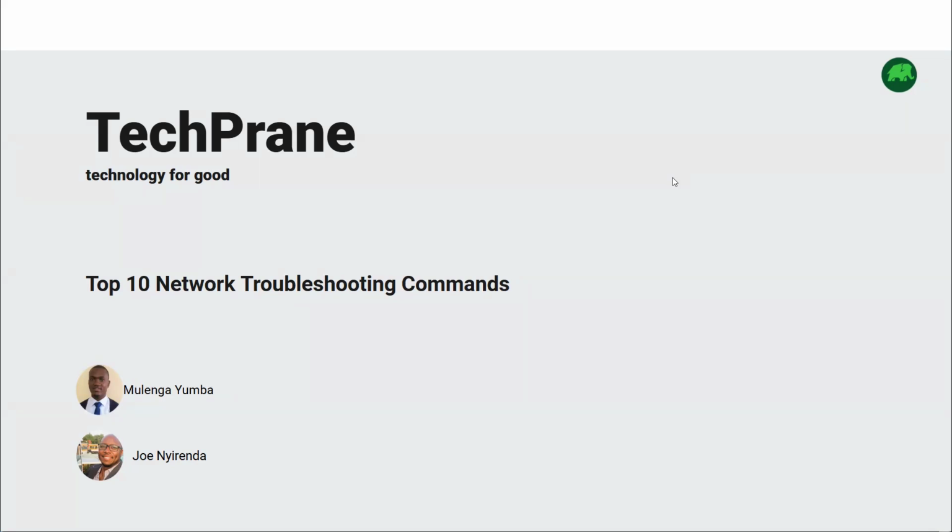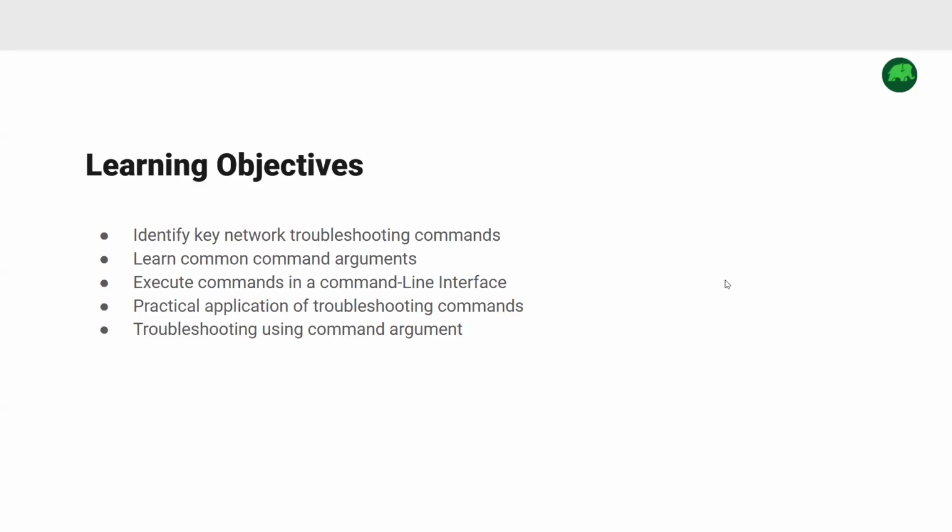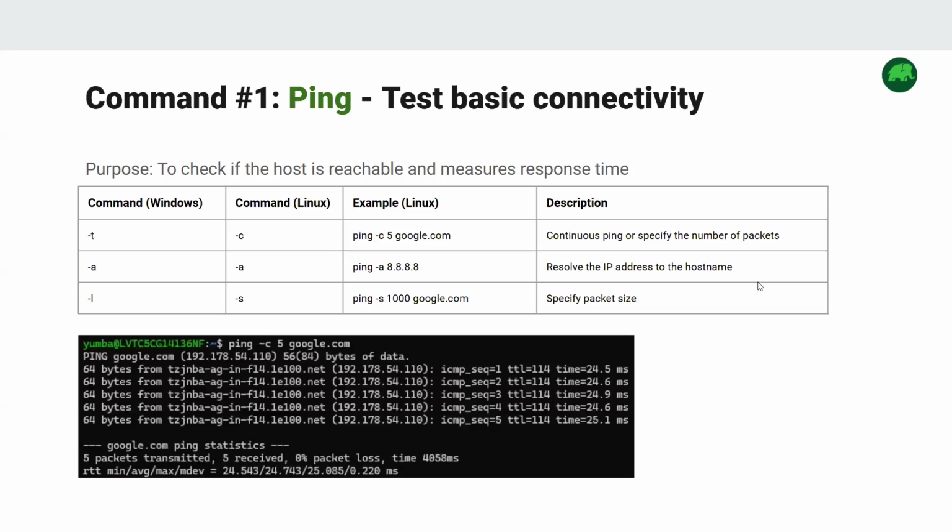Our primary goal is to provide hands-on knowledge of the top objectives: identify key network troubleshooting commands, learn common command arguments, and execute commands in a command line interface on a Windows machine, and on Linux, you'll be using a terminal. Practical application of troubleshooting commands, troubleshooting using command arguments. Let's get started. Our first command is the ping command.